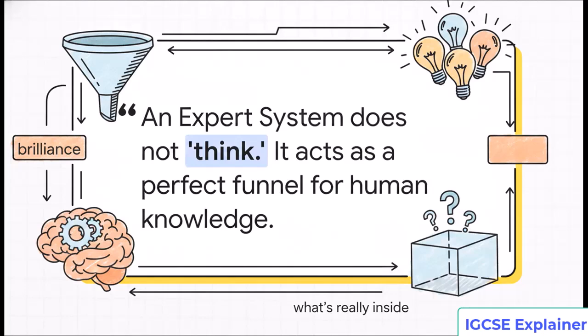I want to leave you with this final thought to chew on. An expert system does not think. It acts as a perfect, untiring, high-speed funnel for human knowledge. As we constantly continue to push the boundaries of technology, it really begs the question, can any machine ever truly replace the deep intuition and empathy of a human expert? Or will they always just remain highly efficient funnels for the brilliance we program into them?